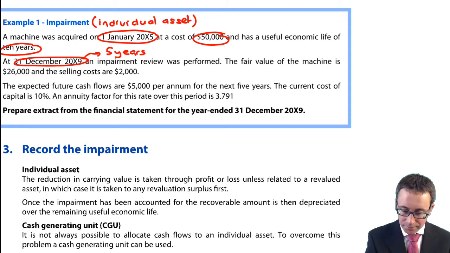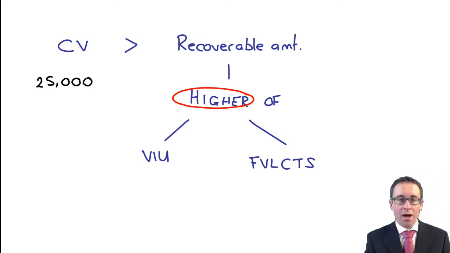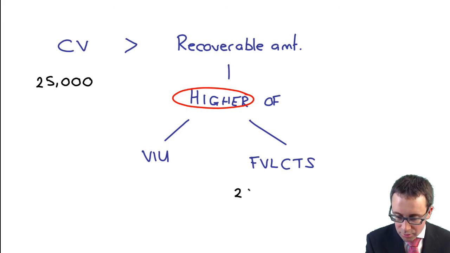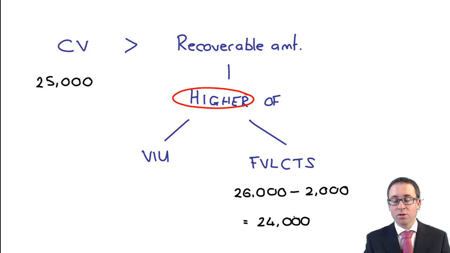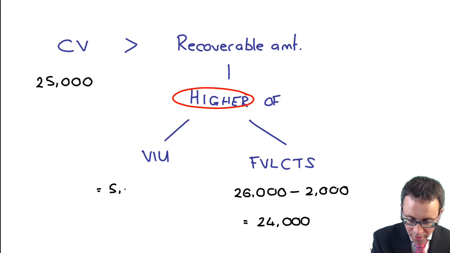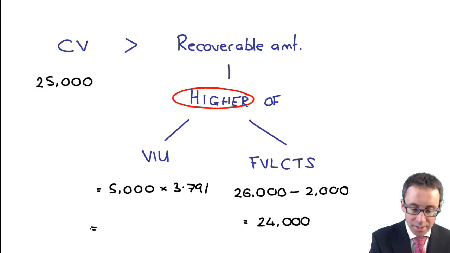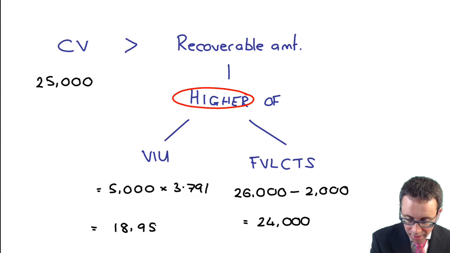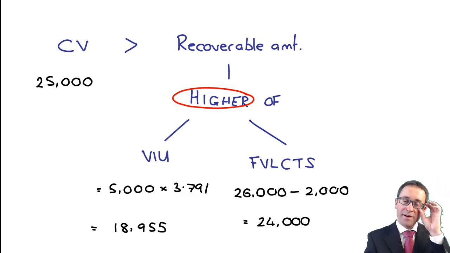Work it through, see how we get on. So the carrying value, we're halfway through, aren't we? So is that there as 25,000, isn't it? The fair value less cost to sell, where they fair value of 26, cost to sell of 2. Does that give me $24,000? Okay. The value in use is the 5,000 multiplied by 3.791. Tap that into your calculator. It gives you 89,555.